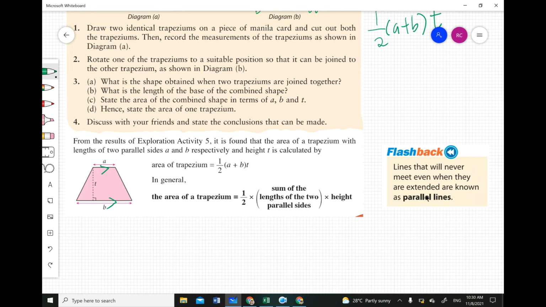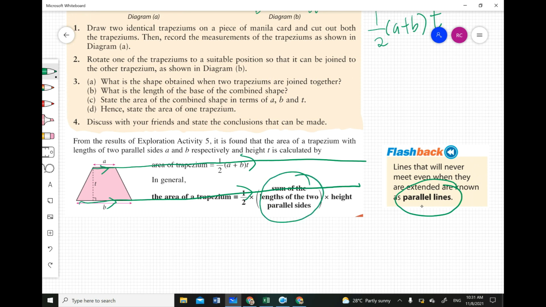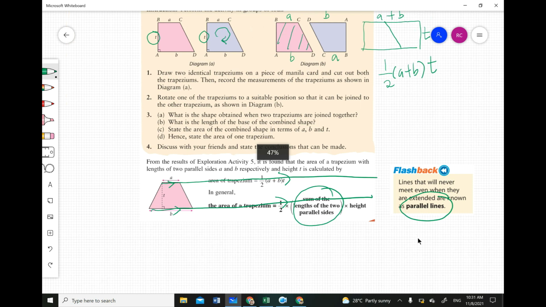Maybe you will ask again, what is a parallel line? That is the line that will never meet, even when they are extended. They are known as parallel lines. Okay, so this one, no matter how long I extend it, they will never meet. They are called the parallel lines. So you have to add up the length of the two parallel lines. Are you okay? Can or not? Yes.